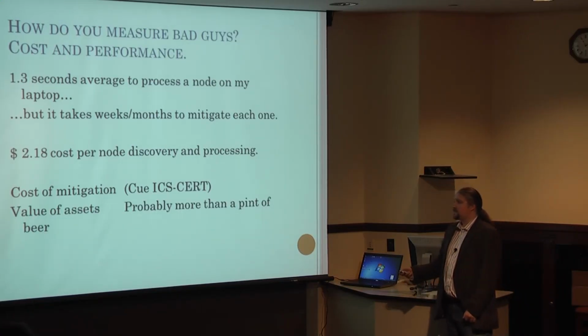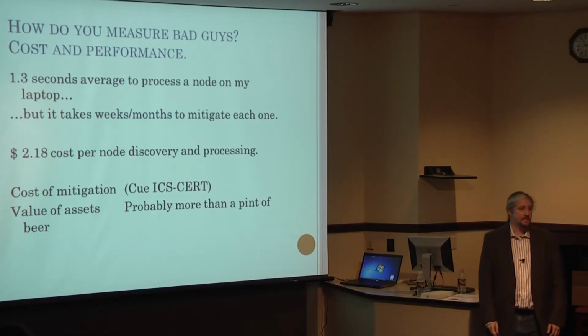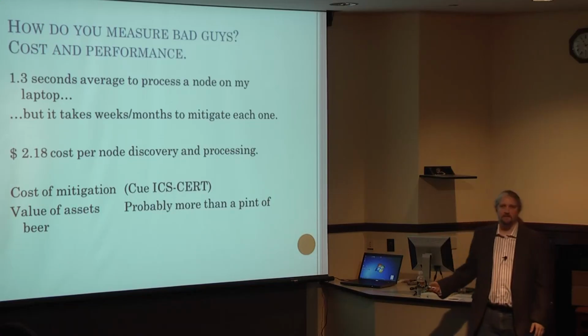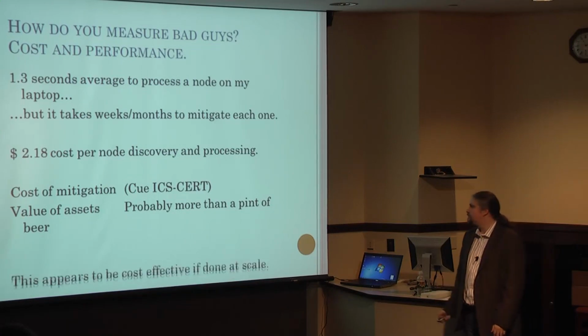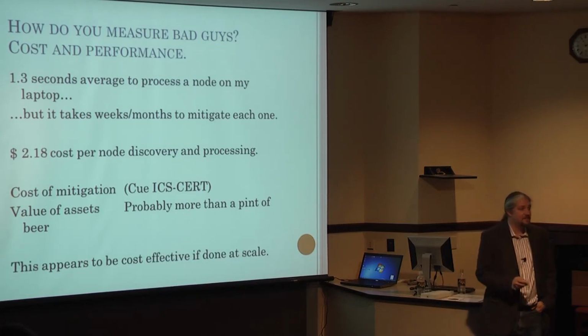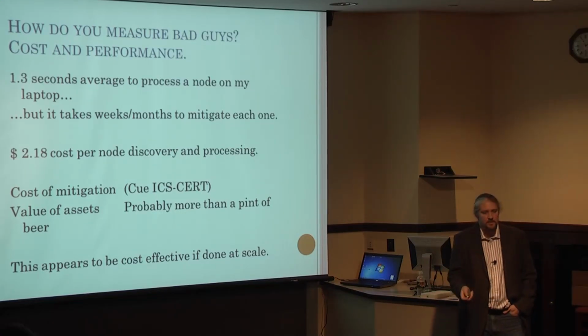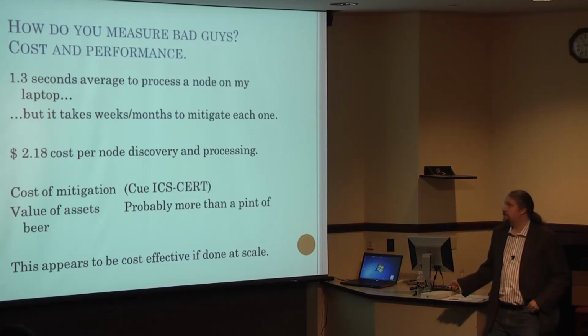The value of the assets that these devices are connected to is probably more than a pint of beer, right? It's probably more than $2.18. So if I found something that wasn't critical and someone just sent an email and said, it's my garage door opener, it's no big deal, okay, fine. But on average, when you do find something, it's going to be worth more than that. Okay, so it appears to be cost effective if you do it at scale. If you ignore individual vendors and you don't focus on particular applications and you just use Shodan and you do stuff in a country agnostic and vendor agnostic kind of way, it's reasonably cost effective.